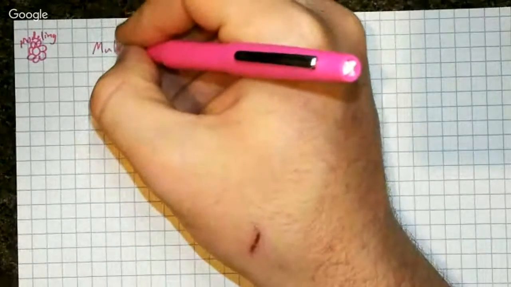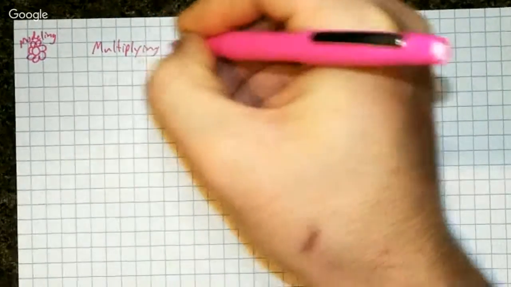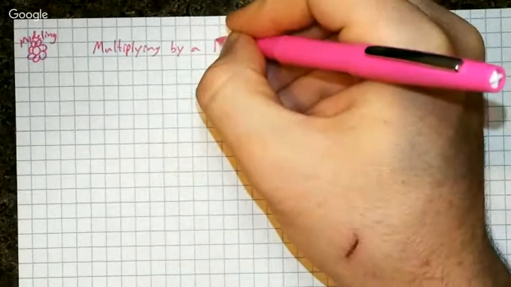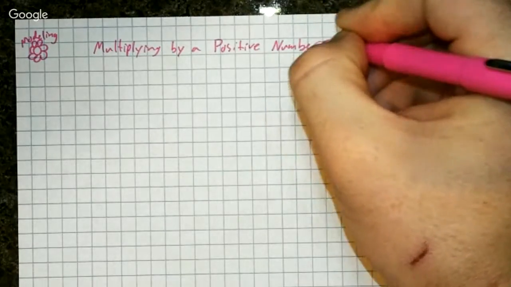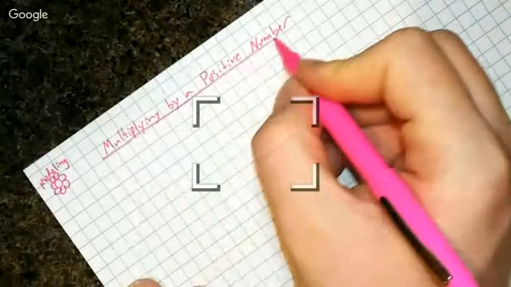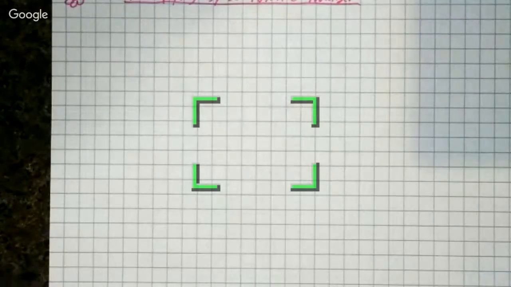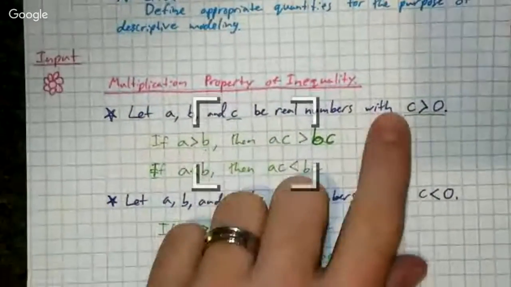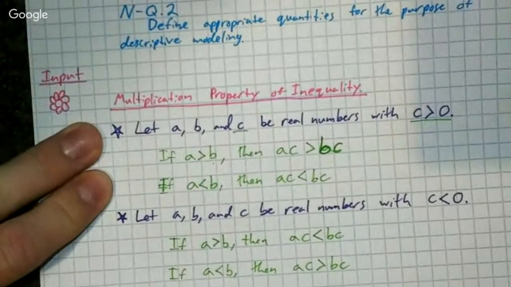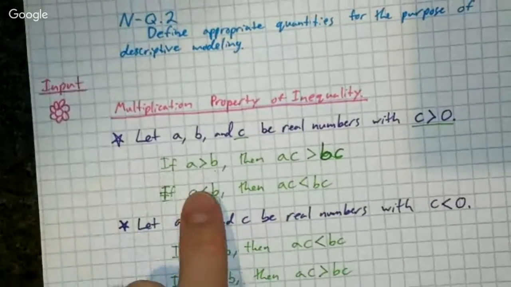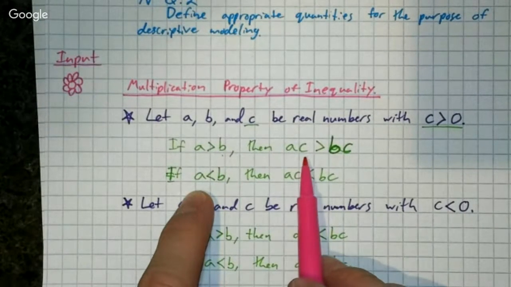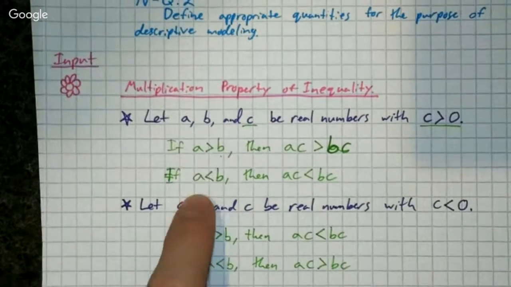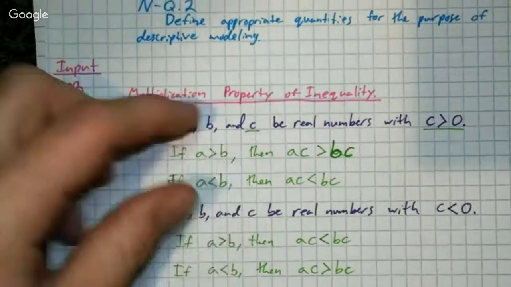So what we're going to be doing first is multiplying by a positive number. We just saw what will happen when you multiply by a positive number. That's going to be this top part. So you'll be able to see the two rules right here. If A is greater than B, then when we do the multiplication, A times C is going to be greater than B times C. Same thing down here, we're going to follow this rule. So we're doing this top part right now.